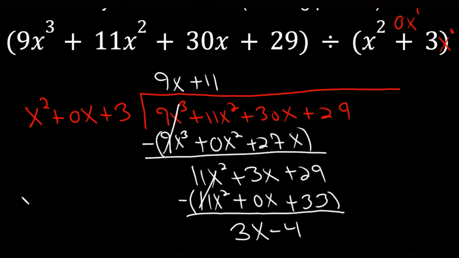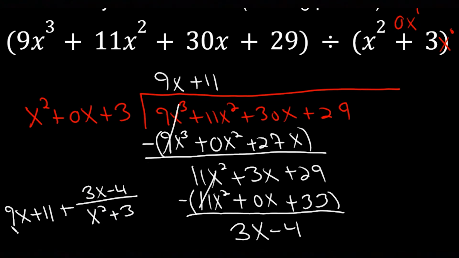So writing our final answer, we're going to say the following. We're going to say 9x plus 11. And now here comes our remainder plus, and it's going to be 3x minus 4 all over our divisor. Now, we don't have to put in the missing power when we write our divisor. We can just write x squared plus 3. So x squared plus 3. Okay, and we're done. All right.